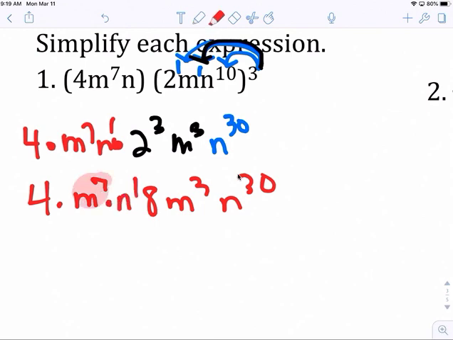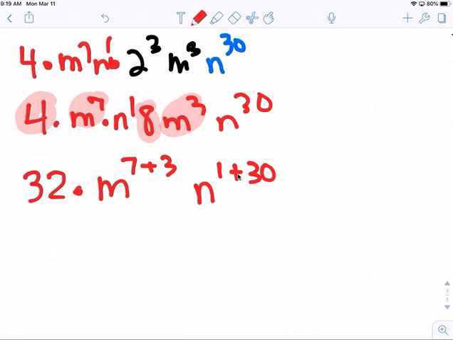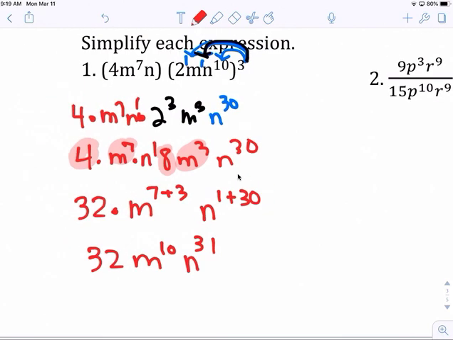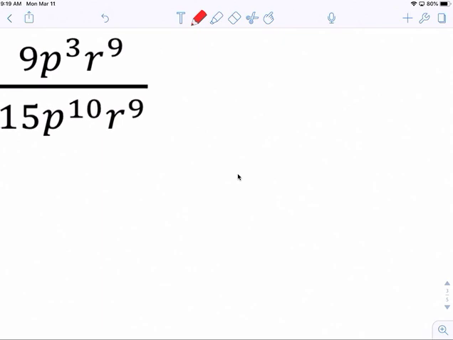Okay, so when you're multiplying, 4 times 8 is 32. 4 times this 8 is 32 times m to the 7 plus 3, n to the first plus 30. Show your work like that. 32 m to the 10th n to the 31st. I need this work right here, guys, that when you multiply, you know to add the exponents.